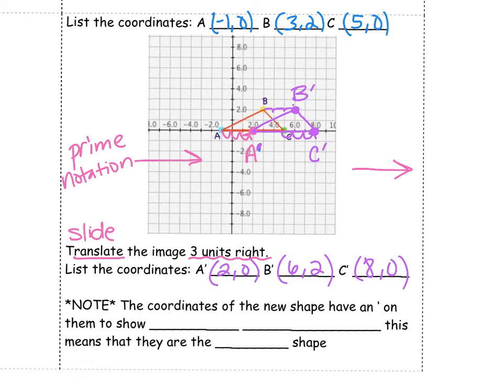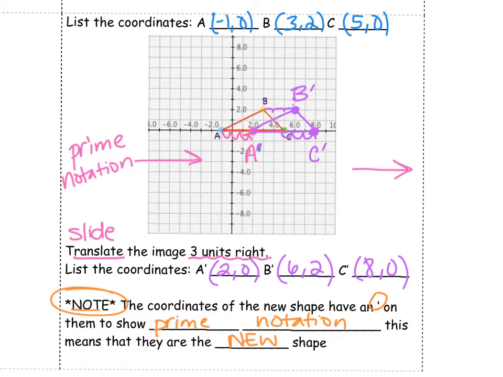So in this note down below, we've already talked about it a little bit. The coordinates of our new shape have a prime symbol on them to show prime notation. This means that they are the new shape. So if we're trying to figure out which is the original shape and which is the new shape, our new shape, remember, will have that prime notation on them.